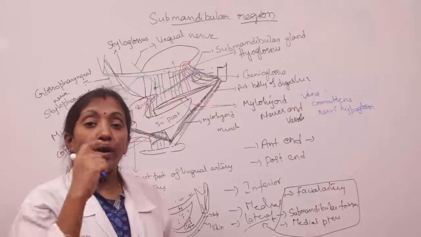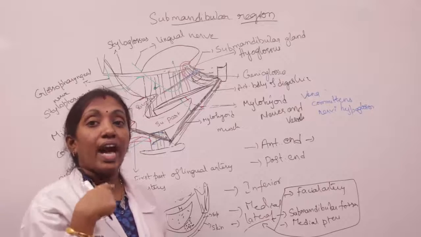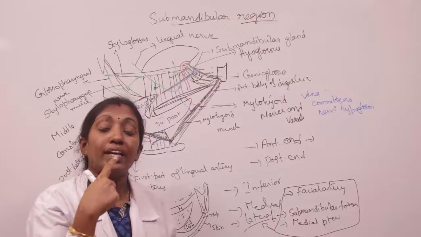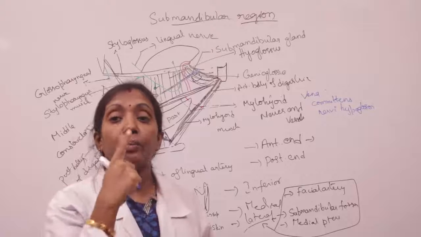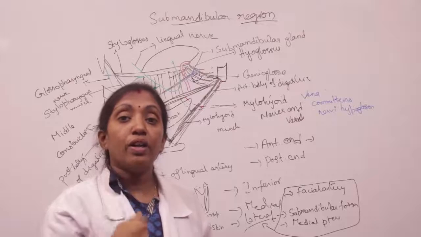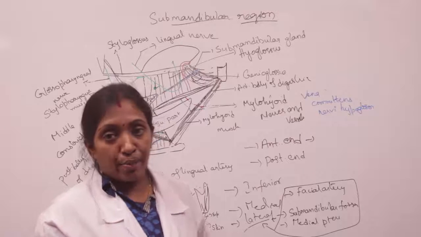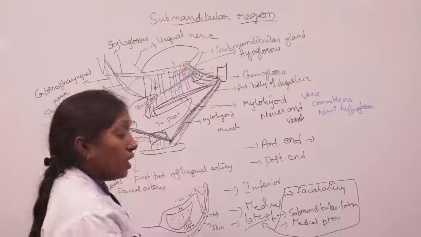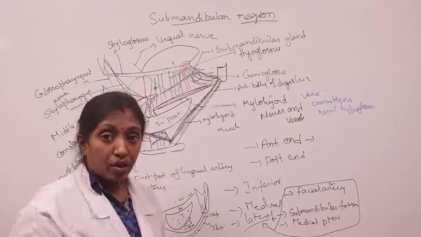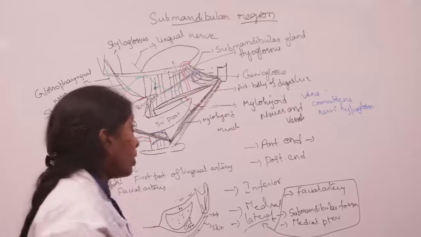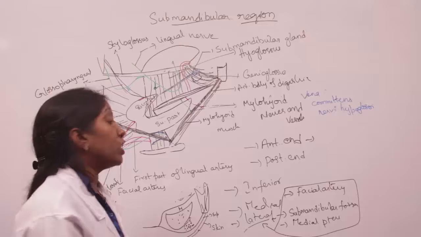sublingual papillae on either side of the frenulum linguae. Here we have a median fold from the tongue to the floor of the mouth. We call it the frenulum linguae. At the base of the frenulum linguae, we have the sublingual papillae present. So the ducts open there. These submandibular ducts open on the sublingual papilla on either side of the frenulum linguae.